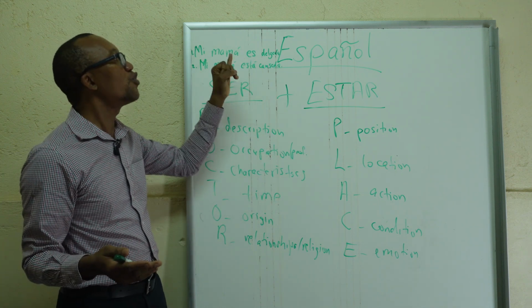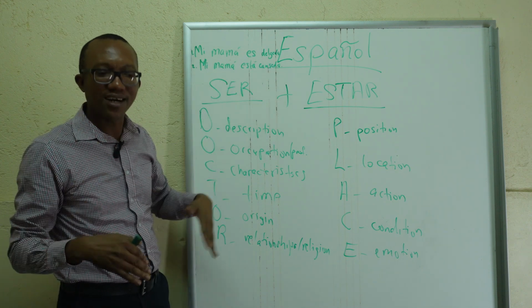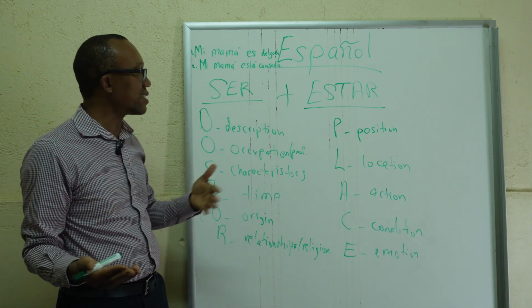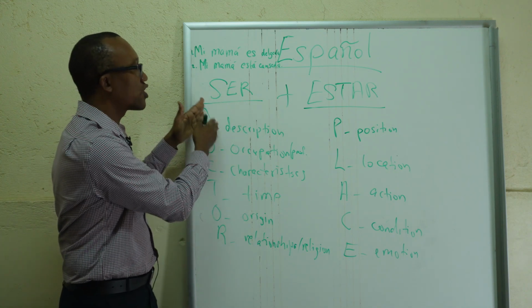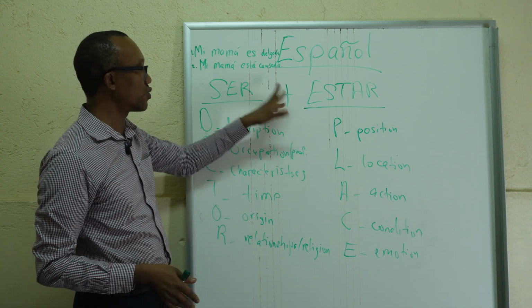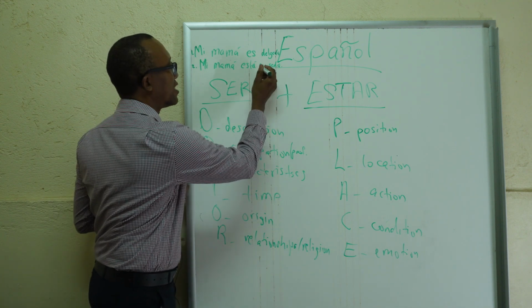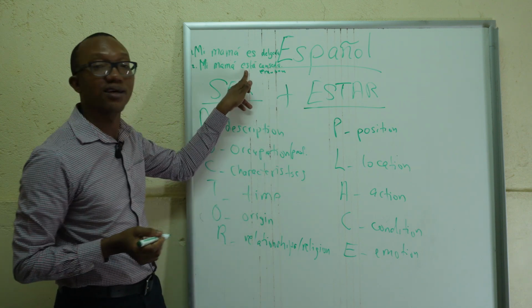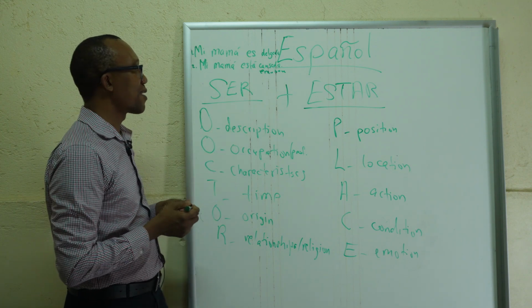So we would not use ESTAR for describing the mommy's physical traits and personality, because that's what SER does for physical characteristics and personality, whereas ESTAR doesn't do it. So for emotion, the cansada would be for emotion. So this would be emotion. So that is why we would not use SER with cansada, but with delgada, that would be correct, right?